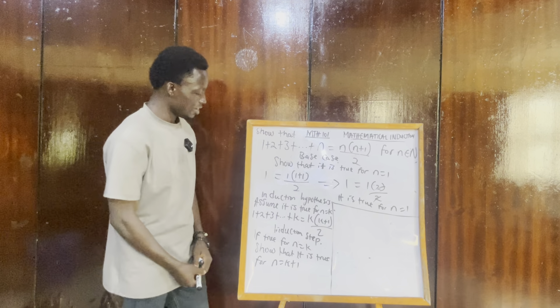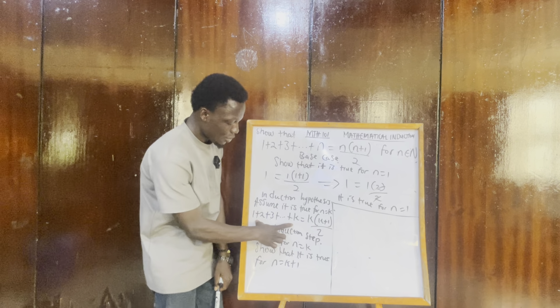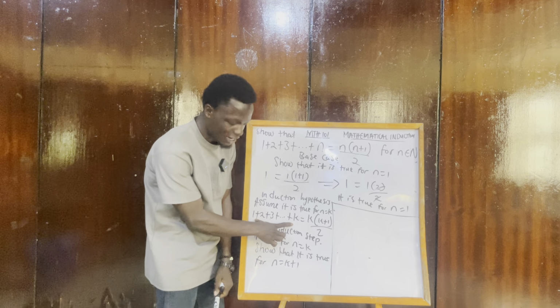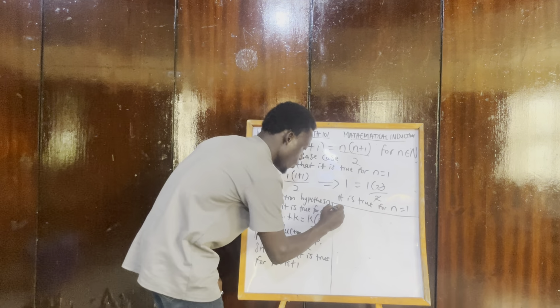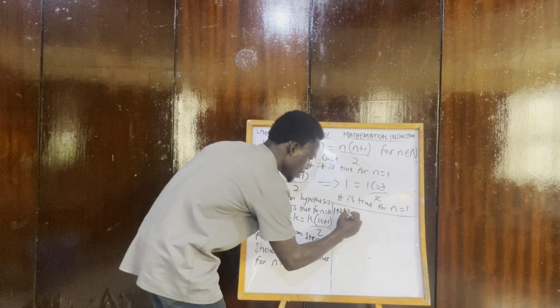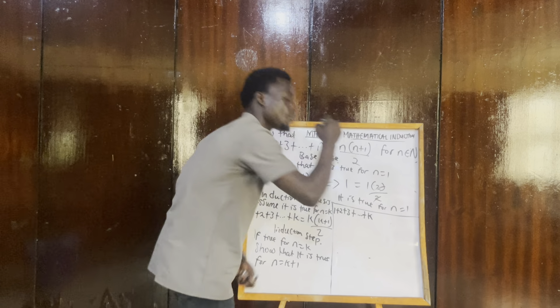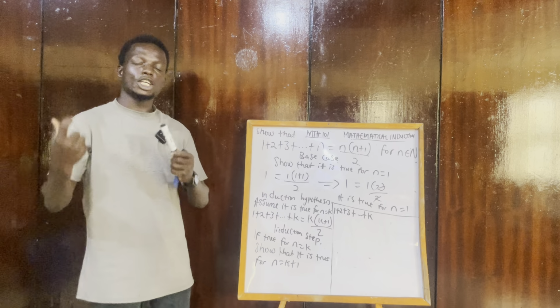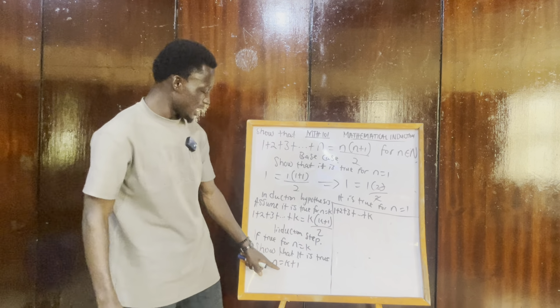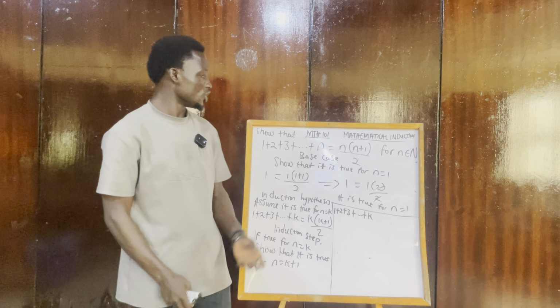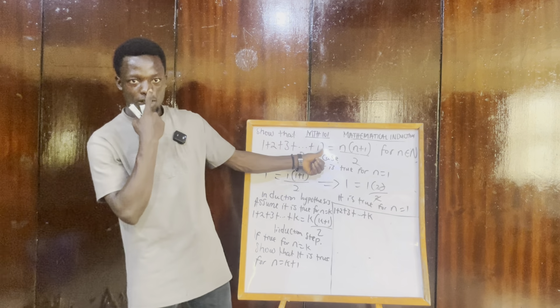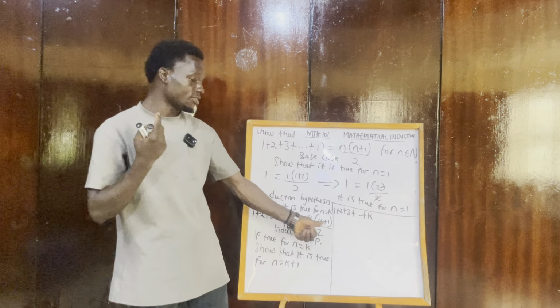Now, the summation of the first k terms, meaning we are going to rewrite this first: 1 plus 2 plus 3 plus dot dot dot plus k. Now, how do we add the k plus 1? We don't just add this k plus 1 here. What you had is the last term here, but you are adding it now in terms of k plus 1.